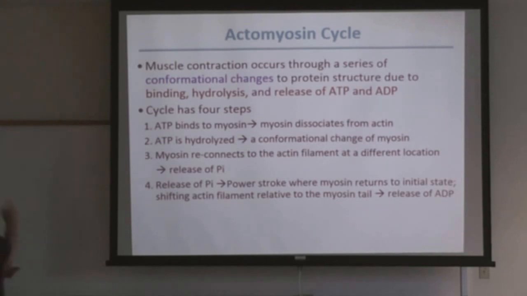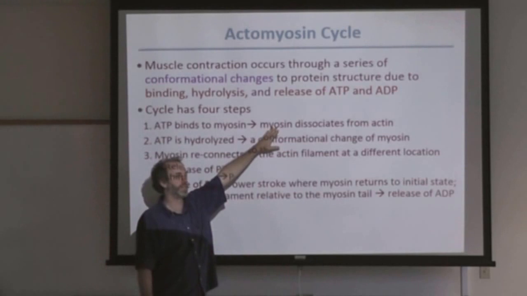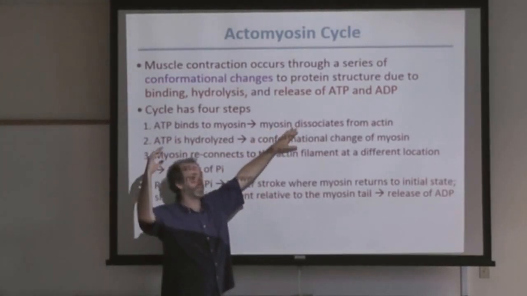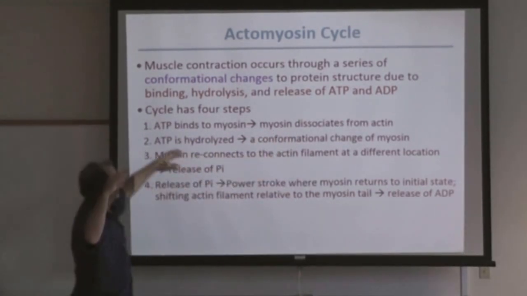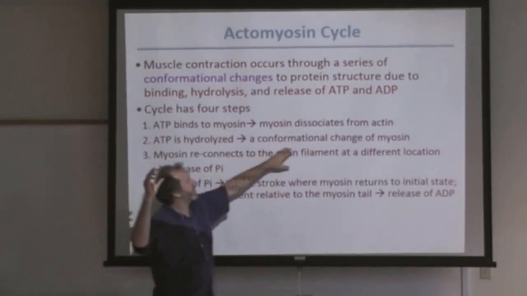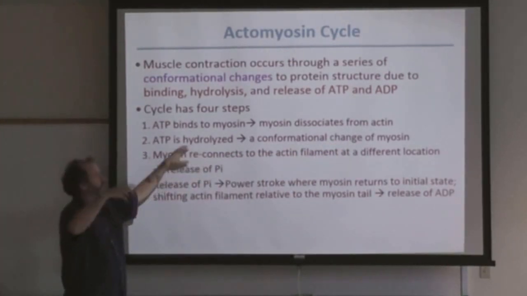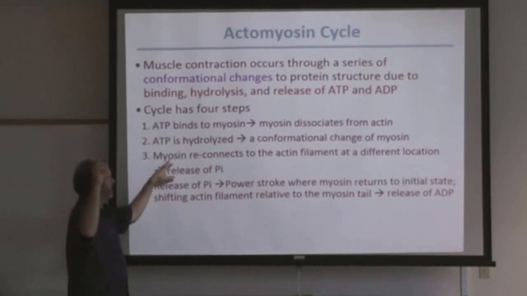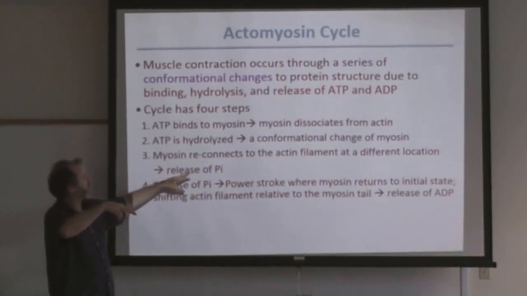But there are basically four steps in the cycle, right? ATP binds to the myosin, and this causes a conformational change in the myosin head, which causes it to dissociate from actin. When ATP is bound to myosin, it has a low affinity for actin. ATP gets hydrolyzed by that myosin head, giving a conformational change of the myosin, and then the myosin reconnects with the actin because instead of ATP, you now have ADP bound. The myosin reconnects to the actin filament at a different location and then releases phosphate.